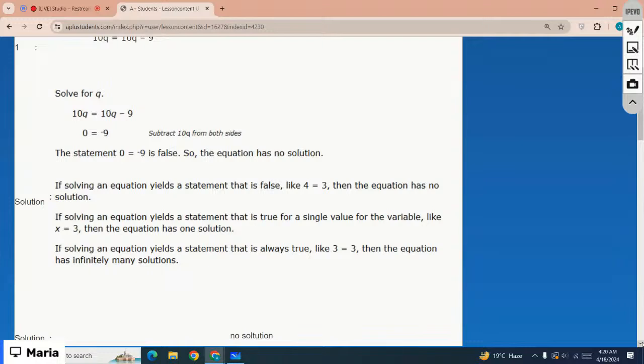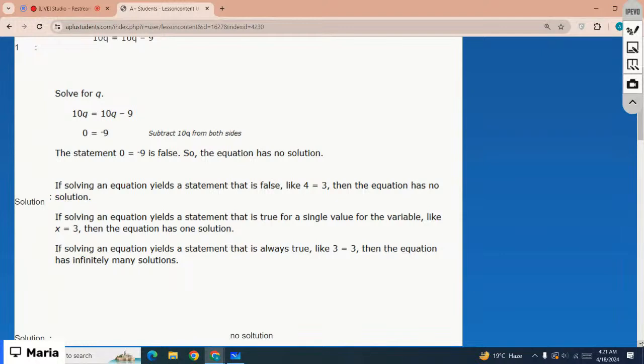If solving an equation yields a statement that is false, like 4 equals 3, then the equation has no solution. If solving an equation yields a statement that is true for a single value of the variable, like x equals 3, then the equation has one solution, right? If solving an equation yields a statement that is always true, like 3 equals 3, then the equation has infinitely many solutions. Got it?